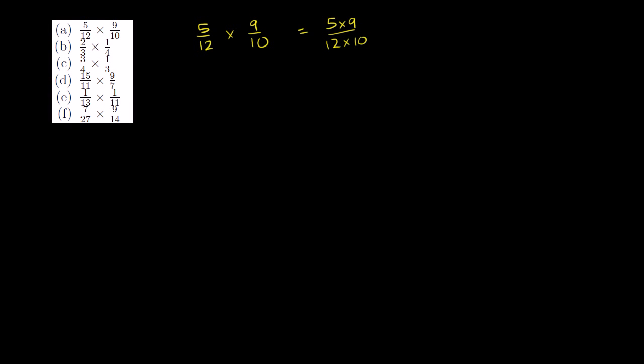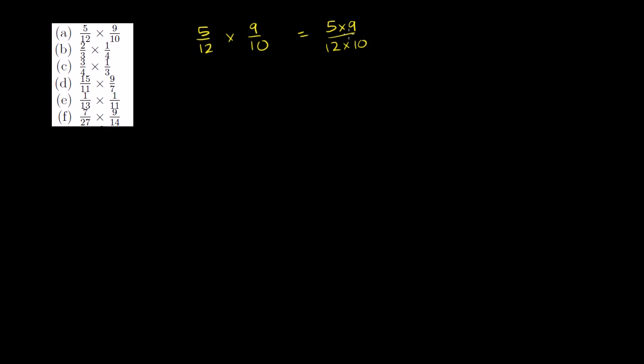So let's do that. If we divide the numerator and the denominator by 5, then this will become a 1. This will become a 2. If we divide the numerator and the denominator by 3, this will become a 3. And this will become a 4. And so the whole thing is simplified to 1 times 3, which is 3, over 4 times 2, which is 8. So 3/8, which is a lot easier than 45 over 120.